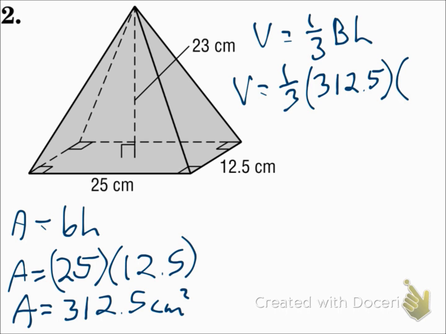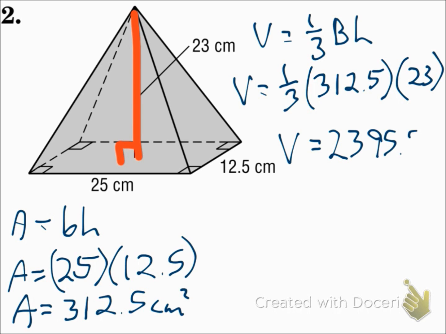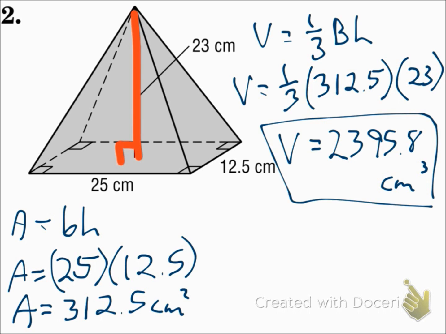The height of the pyramid is right there. You know it's the height because it gives you the right angle, so it's perpendicular to the base. And that's a 23. The total volume is 2,395.8, and that'll be centimeters cubed. So substitute the values in. Remember, big B is the area of the base, so the shape of the base is a rectangle. Do the area of a rectangle, substitute it all in.